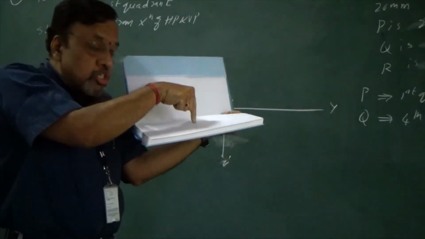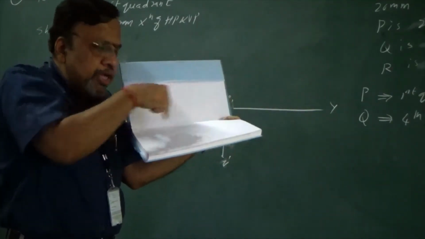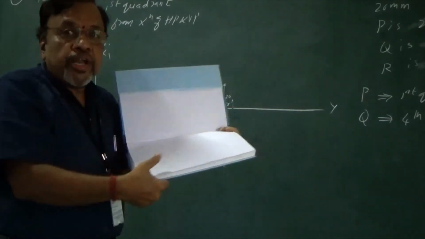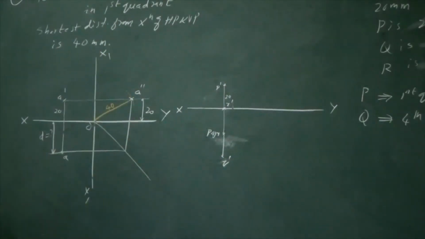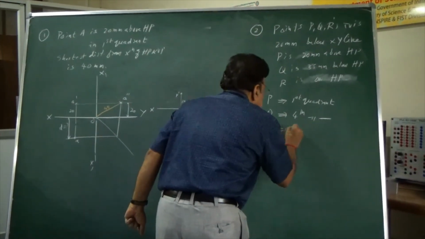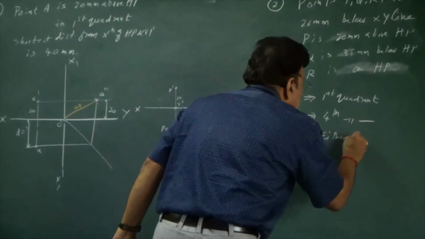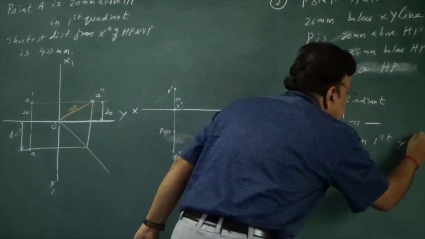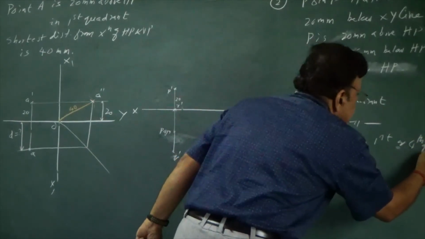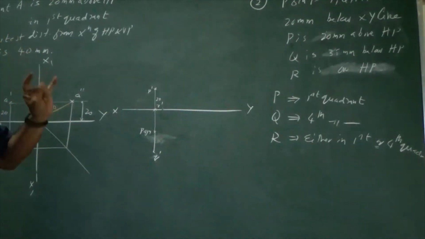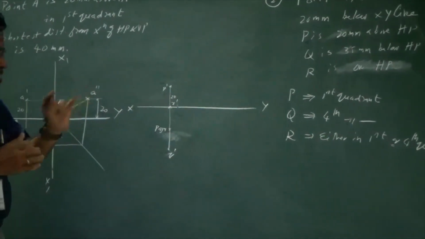Now since it is on the XY line itself, or HP itself, I can conclude that it may be either in the first quadrant or the fourth quadrant. So I can simply write here R either in first or fourth quadrant.